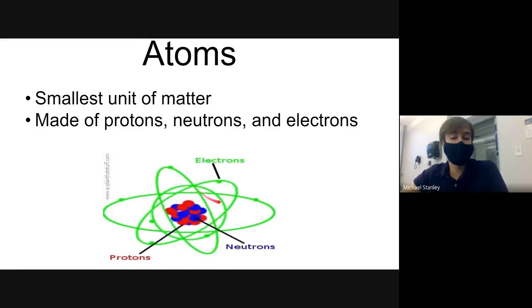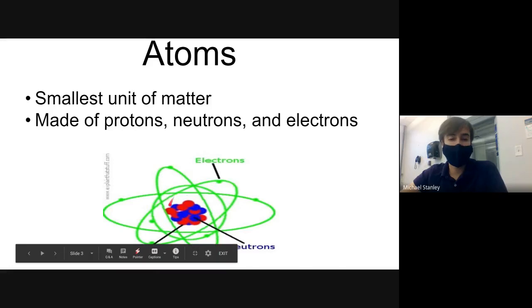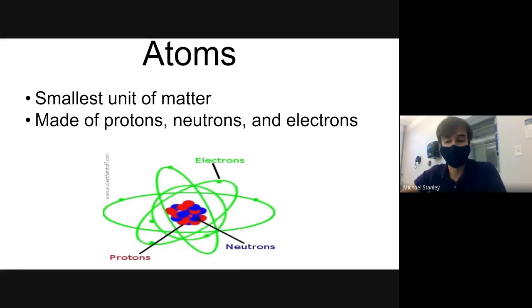So here is sort of a general structure of an atom. We have this kind of central mass in the middle, right? This central cluster in the middle right here. And then all these little particles are zooming around the outside. So these little green particles are zooming all around the outside, and these red and blue particles are clustered together in the middle.